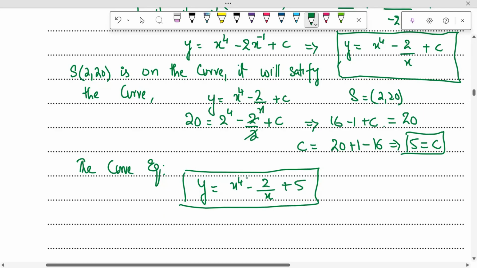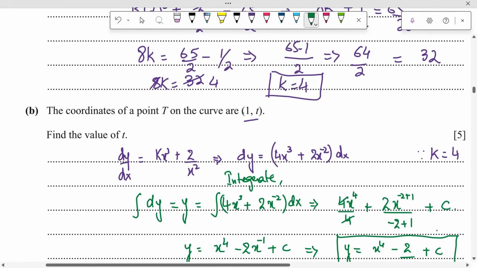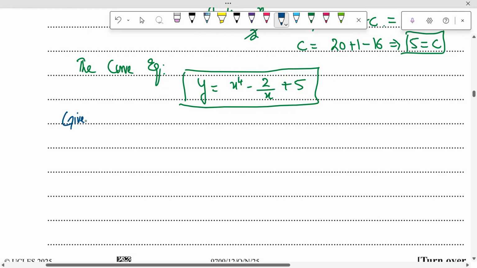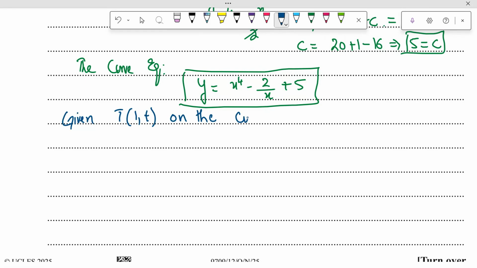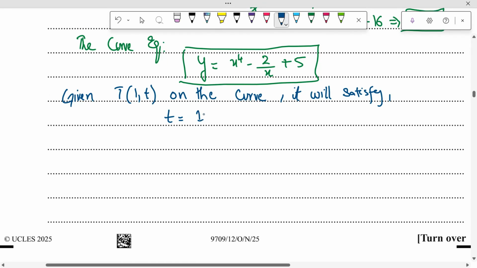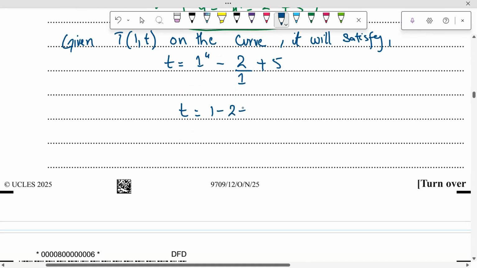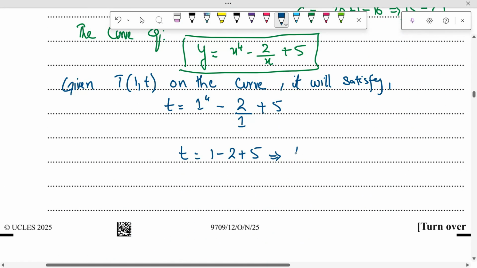Now we have calculated the equation of the curve. We know that point T, which is (1, t), is on the curve, so it will also satisfy the equation. So y, which is t, equals 1^4 - 2/1 + 5, which is 1 - 2 + 5 = 4. So we have t = 4.